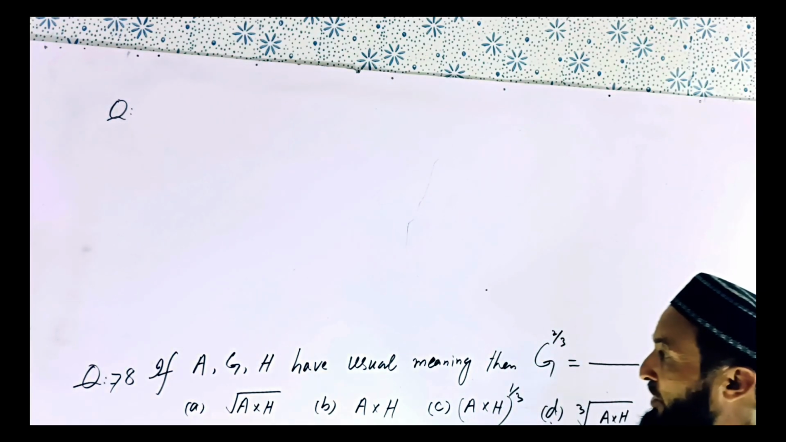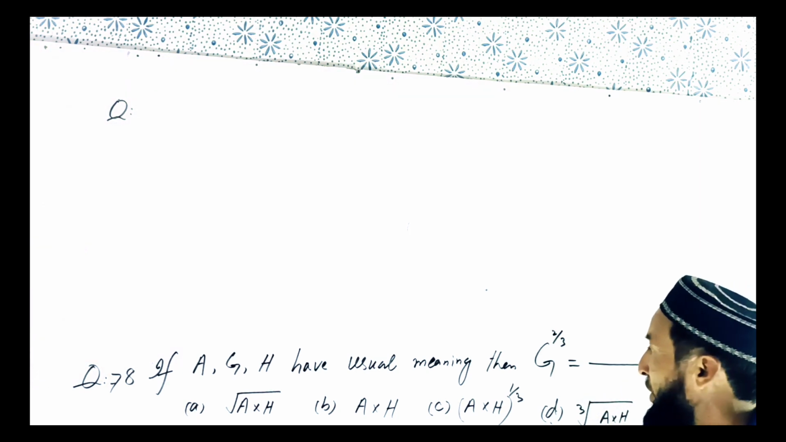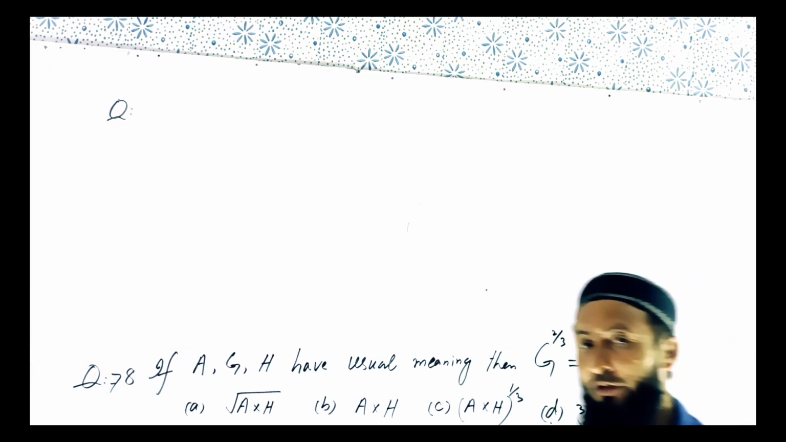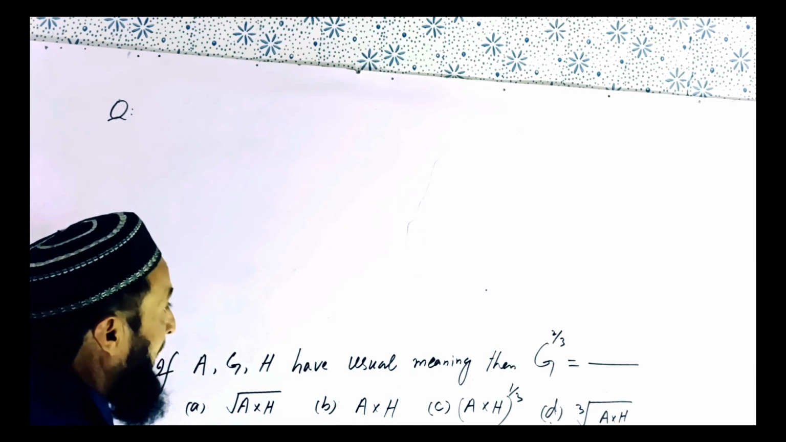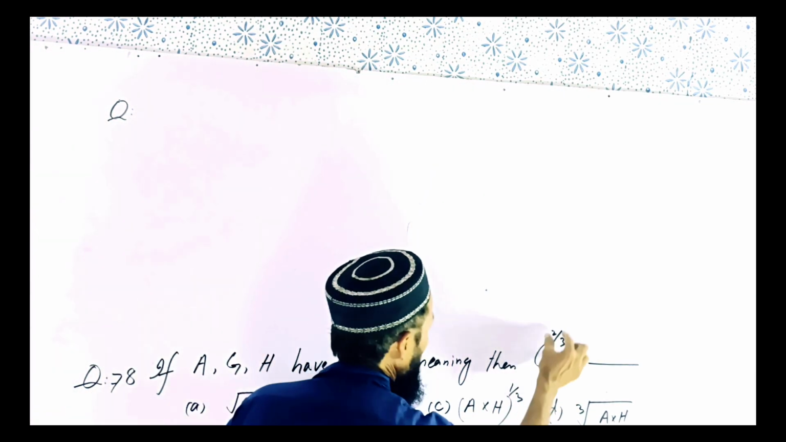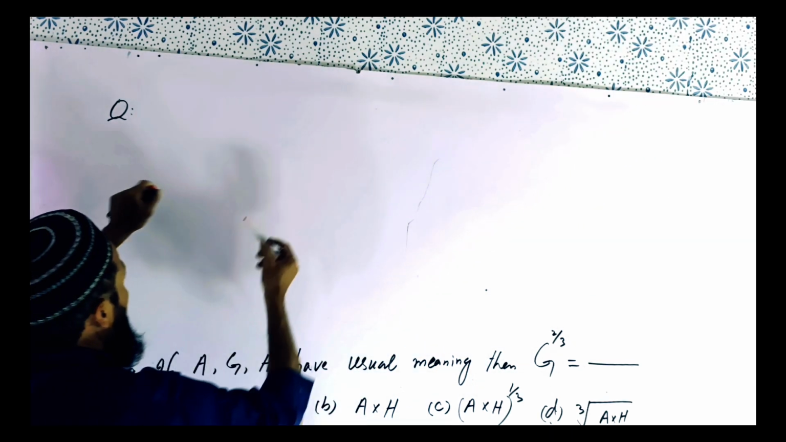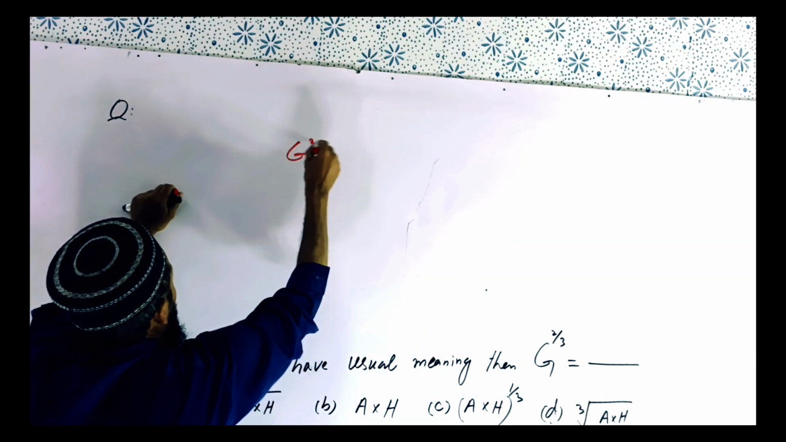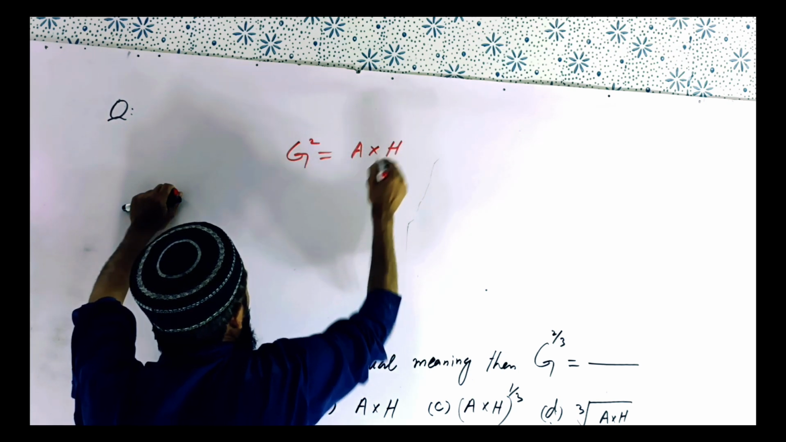78, if A, G and H have usual meaning, so there is no change in their meanings according to the definition. So we are using the geometric mean. Then G to the power 2 by 3, what is the result? As we know that the geometric mean is the product of arithmetic mean and harmonic mean.